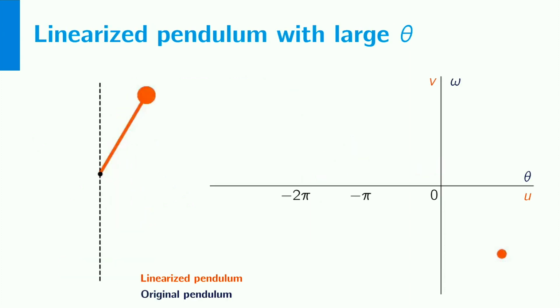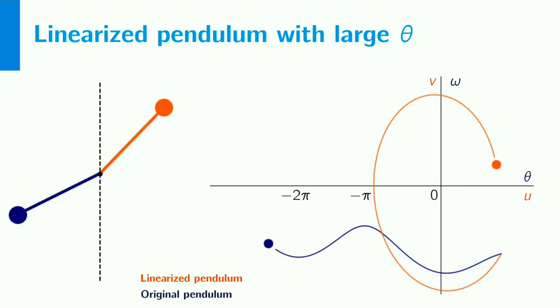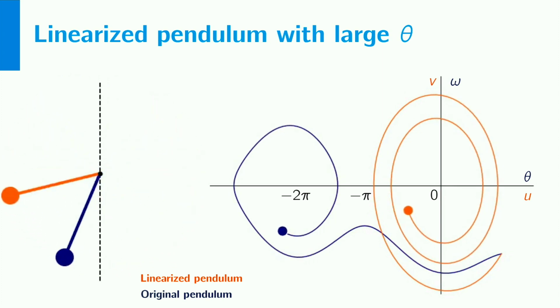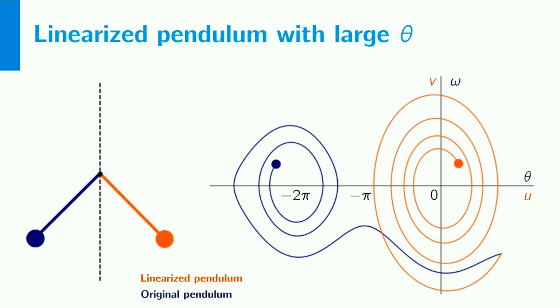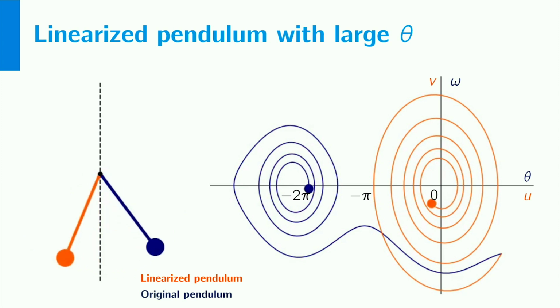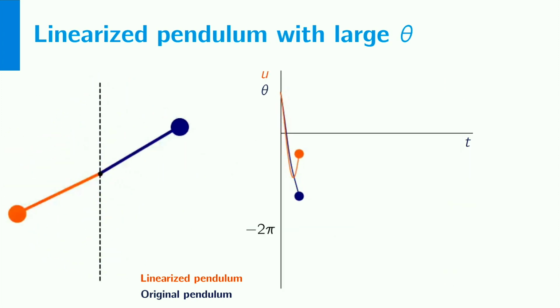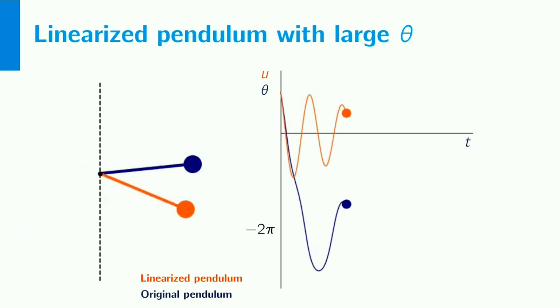Now we take a large initial angle and also a large initial velocity and see what happens. The original pendulum goes once over the top and ends up in equilibrium point (minus 2 pi, 0), while the linearized pendulum cannot cross over to another equilibrium point. Conclusion: the linearization is not a good approximation at all when the solution is far away from (0, 0).